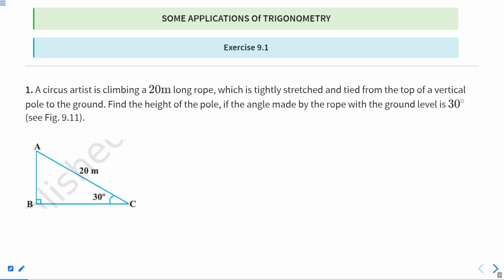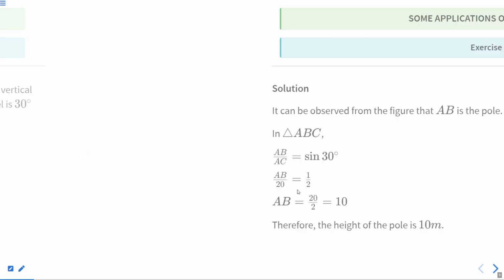So a circus artist is climbing this 20-meter long rope, which is tightly stretched and tied from the top of a vertical pole to the ground. We have to find the height of the vertical pole, that is, we have to find AB, and the angle made by the rope with the ground level is 30 degrees, so this is the angle of elevation. Okay, so let us solve it.